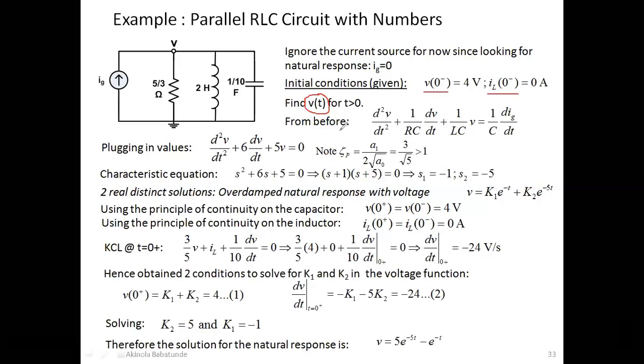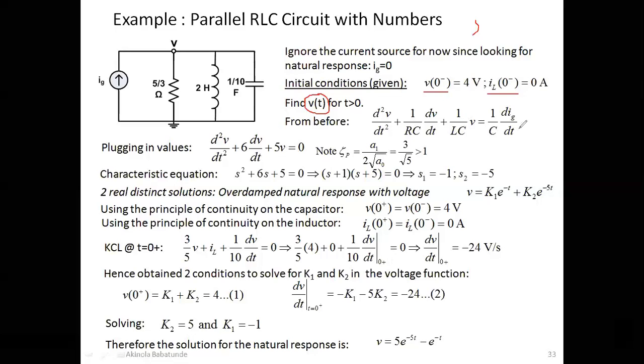So plugging in the values gives us d squared v/dt squared plus 6 dv/dt. Okay, our R, what is our R? 5 over 3. Our C is 1 over 10. So 1 over RC, which is 1 divided by 5/3 multiplied by 1/10, gives us 1 over 6, which eventually becomes 6. Then plus, what is our LC? If you multiply C and L together, this also becomes 1 over 5, and 1 divided by 1 over 5 becomes 5. So you have 5v here.